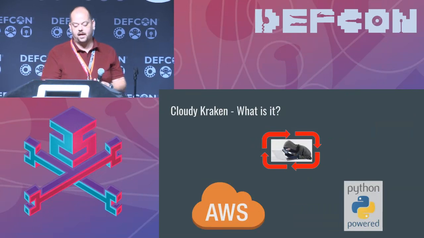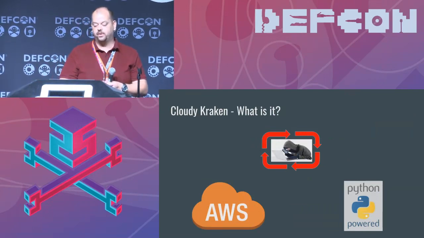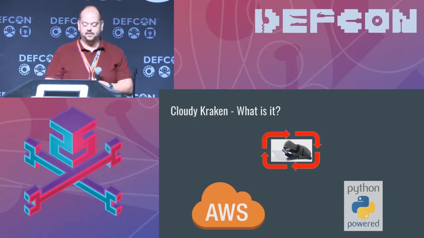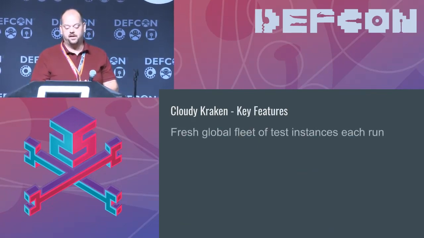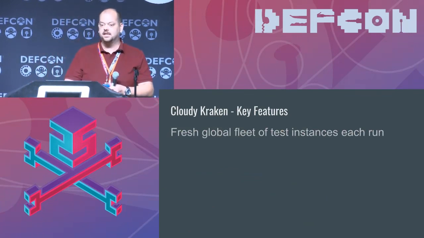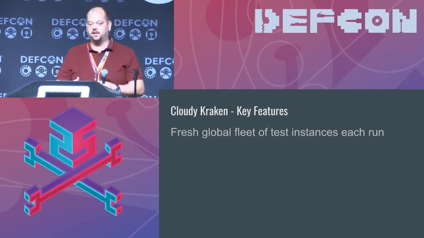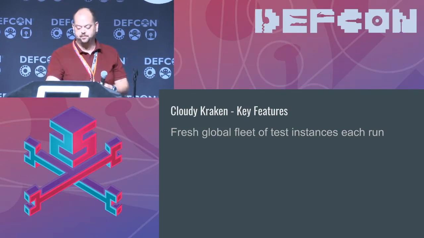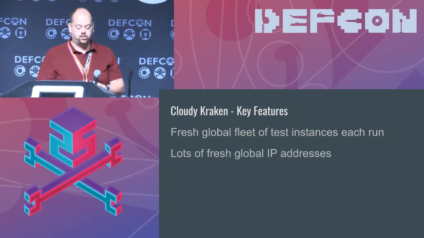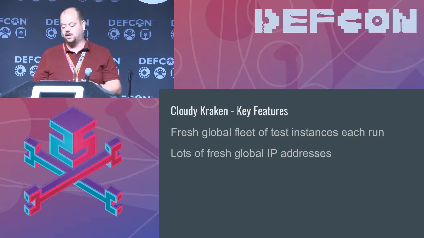So what is it? It's a red team orchestration framework. It's written in Python and runs on AWS. Some of the key features are that you get a fresh global fleet of instances every time you want to run the test. This really helps for getting fresh IP addresses, fresh parts of the world, and fresh CIDR blocks, to really try and get around what you might normally see with a WAF or DDoS protection. A common thing you can do for DDoS is velocity-based checking: you watch how many times one IP address hits, and then you can block based on that.